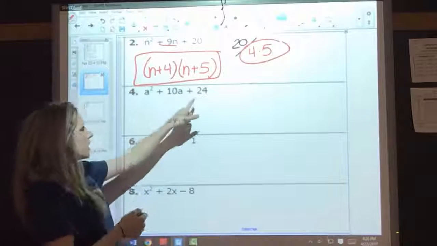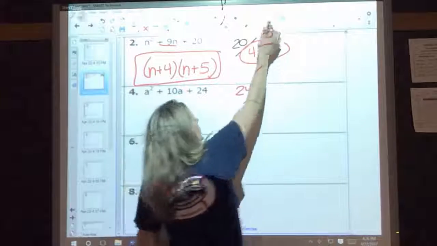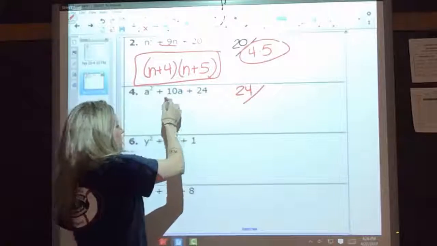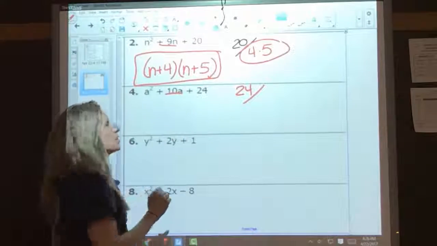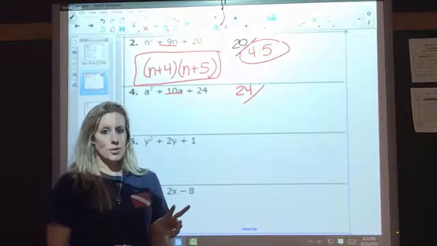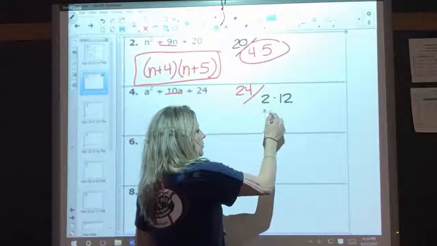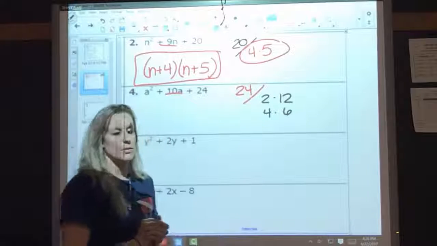Okay, number 4, factors of 24, and we need a 10 in the middle. So the factors of 24 that'll give you a 10 in the middle, there's 2 of them that'll do that. You could do 2 and 12, or you can do 4 and 6, right?